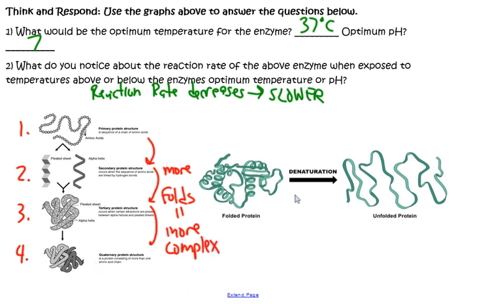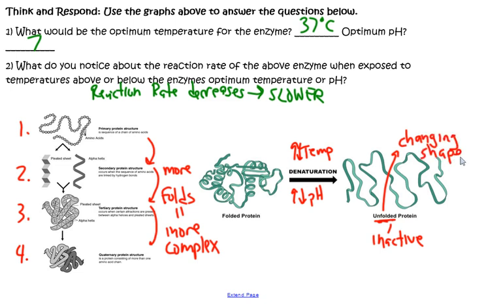Well, what occurs when you increase or decrease temperature, or decrease pH, is you are unfolding those proteins. That's what denature means. You're unfolding it and you're basically making them inactive. You are changing the shape. When you change the shape, you are changing complexity. So you're kind of messing with it as a whole.